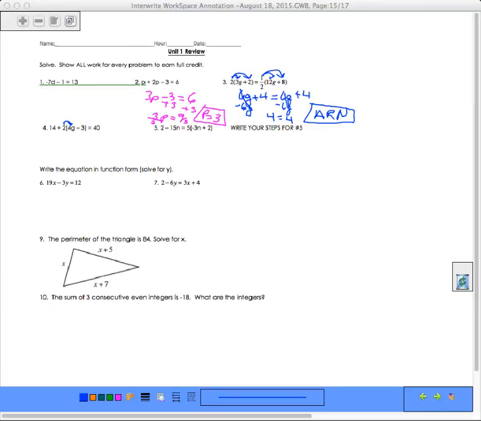I actually can't read that. 4 times negative 3 is negative 6. Or it's 2 times negative 3, sorry, it's negative 6. Bring down my 14, and my equals 40. Here I have like terms, 14 minus 6. So 14 minus 6 gives me 8.